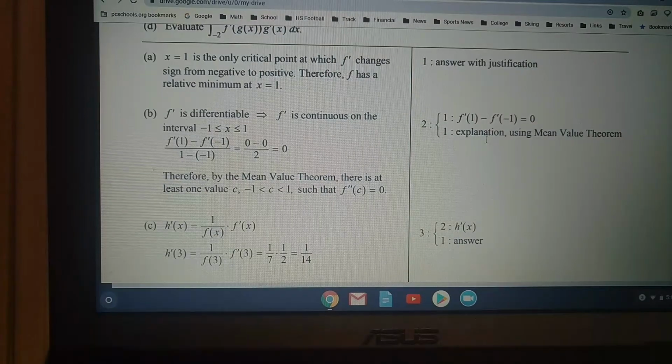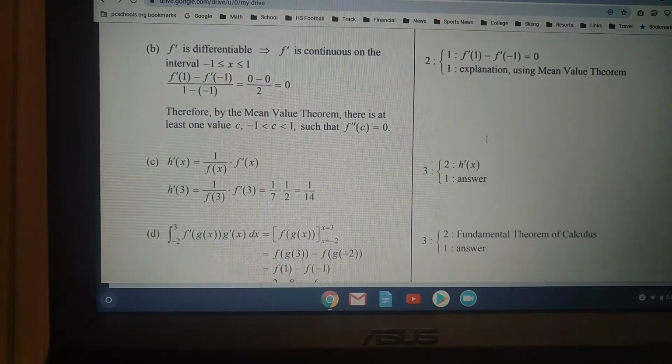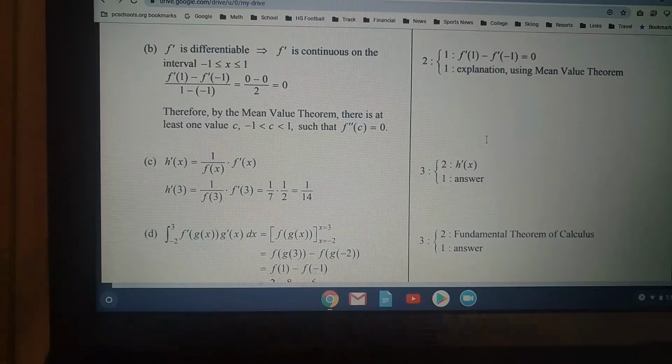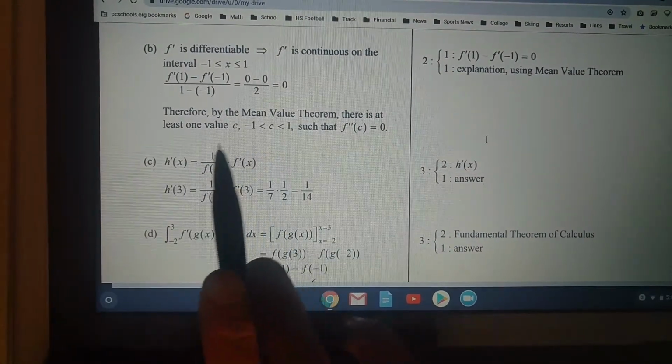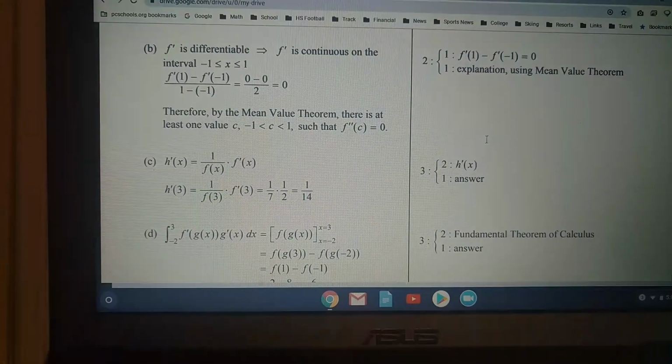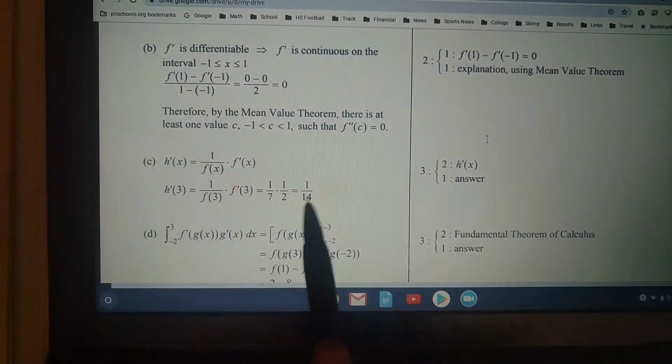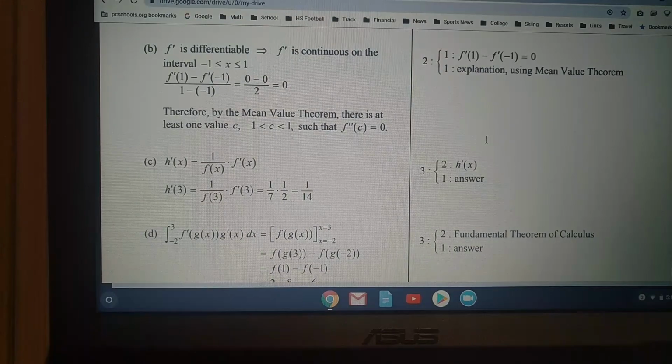All right, then for C, you get 2 points if you have the correct derivative of h. That's this right here. There's some chain rule in action there. And then if you can actually plug in the values correctly and evaluate to get 1/14th, you get your third point.